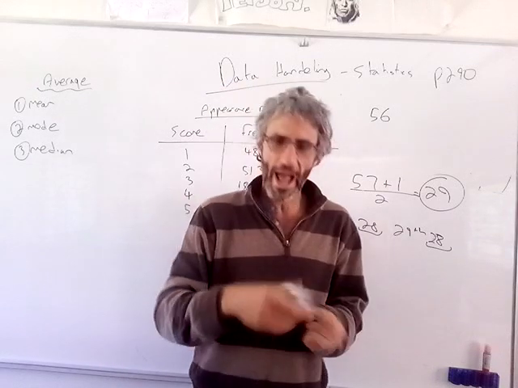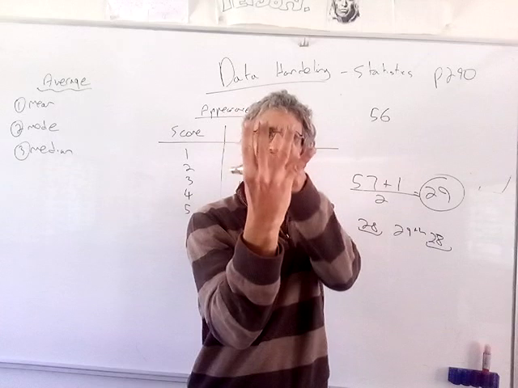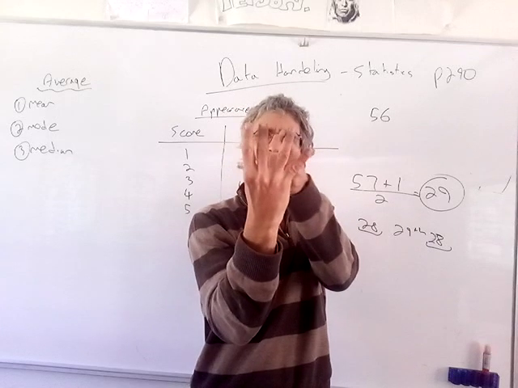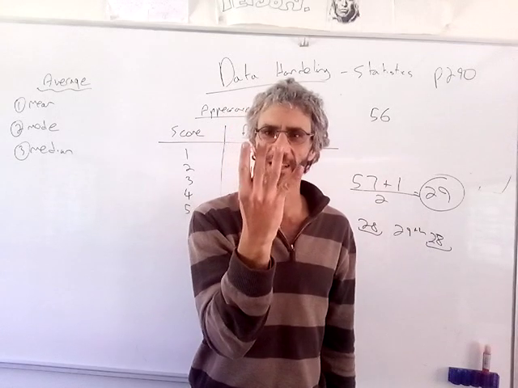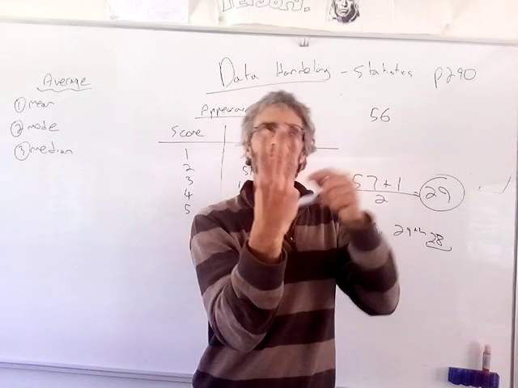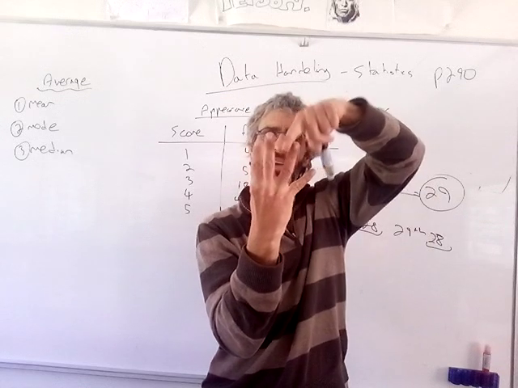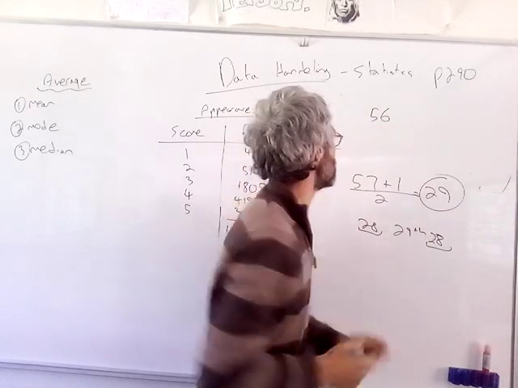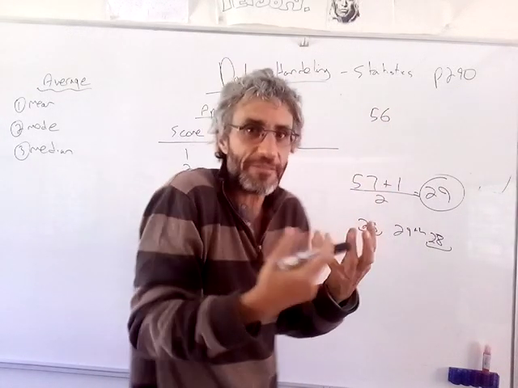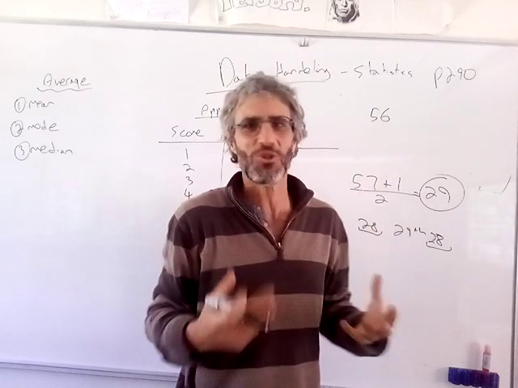Now remember, when we had an even number like 4, there wasn't one in the middle. We had to find the mean between the 2 middles. If I have 3 numbers, there is a middle. If I have an odd number, there is a middle. If I have an even number, the median is between the two middle ones. So I'm expecting to find a half, between two numbers.